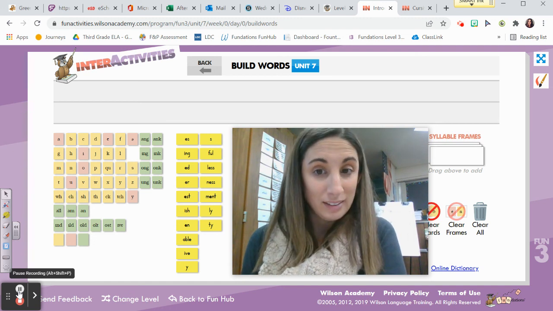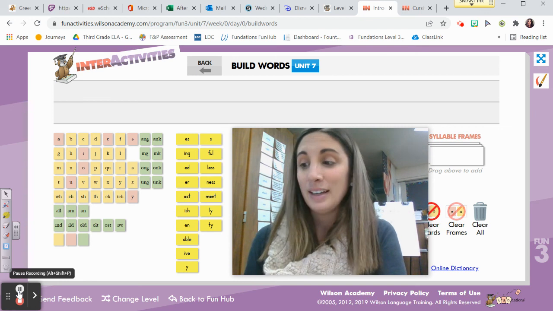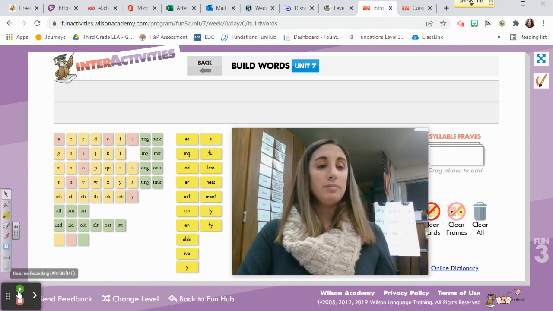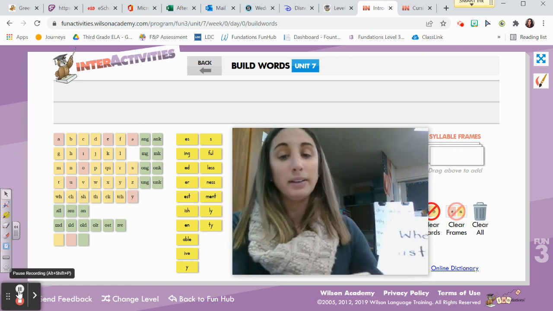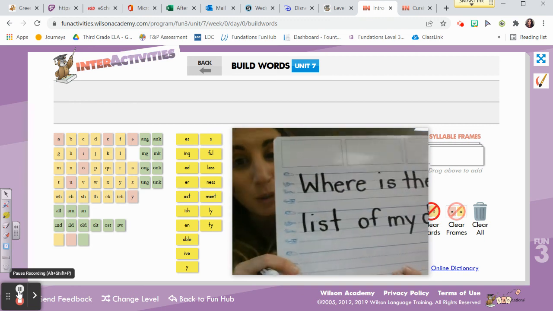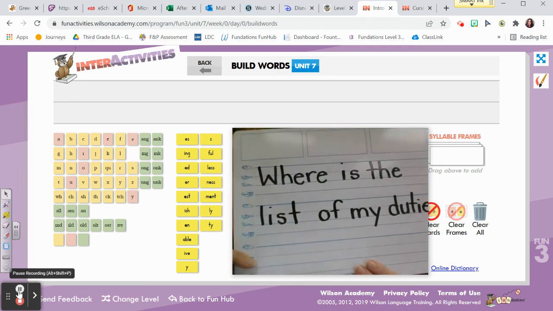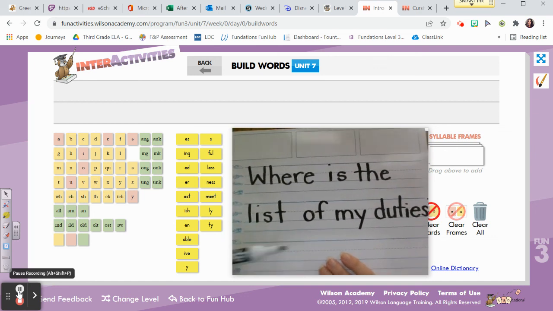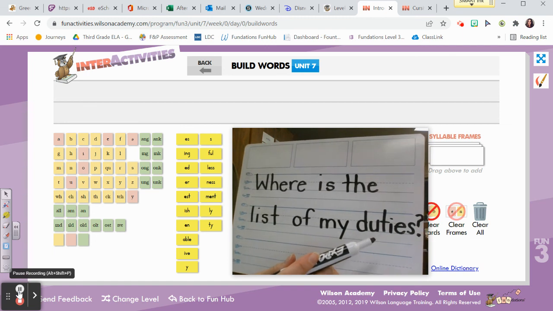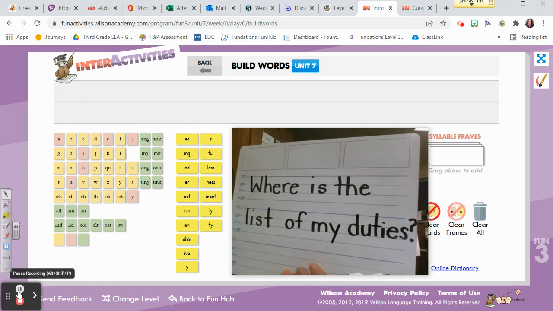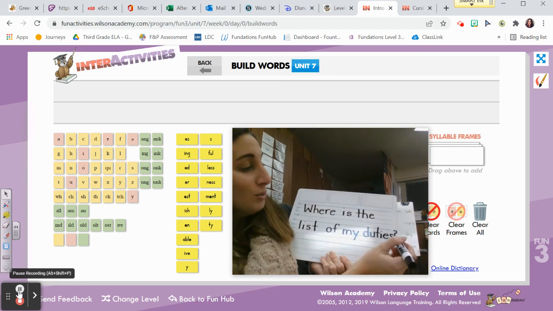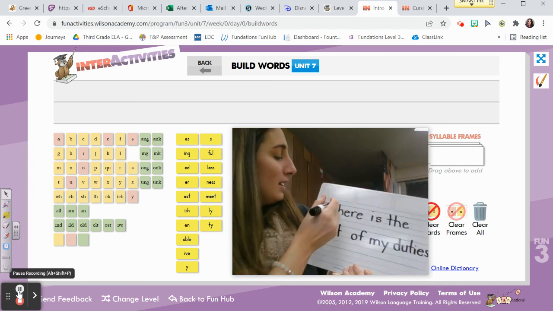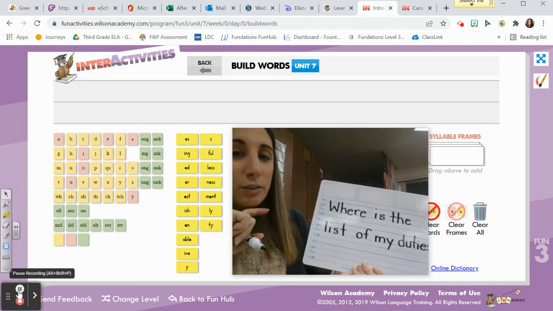Capitalization, check. Punctuation, check. And then try to scoop it. Pause if you need more time. Okay, let's see how you did with spelling first. How'd you do with where? W-H-E-R-E, not were. Is the list of my, and then here's our word of the day from today, duties. Did you change the Y to an I and add ES? Okay, good. Did you remember you're asking a question and you should end it with a question mark? Hopefully. Now, for scooping, let's see if I read any of your minds.